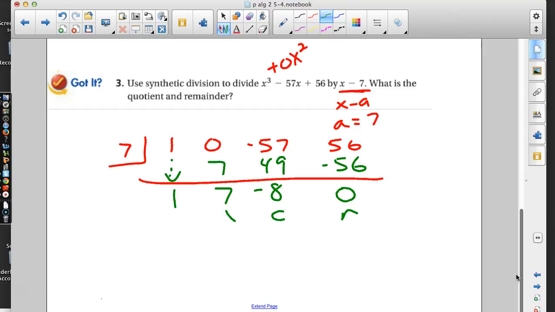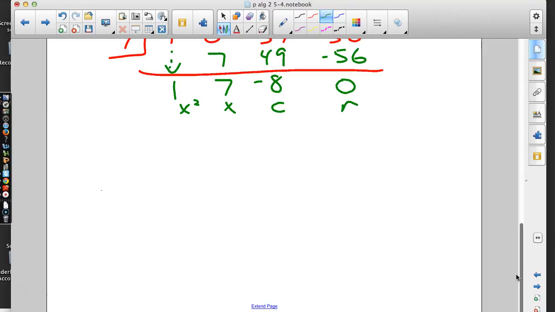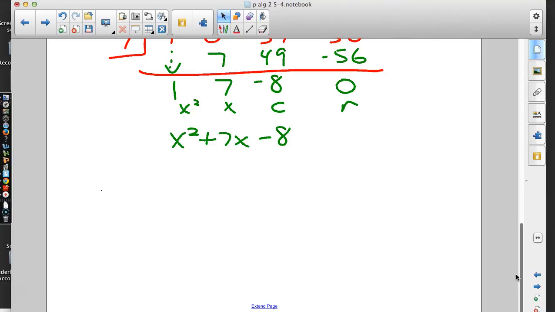Remainder, constant, x squared. There's our answer. X squared plus 7x minus 8. Ta-da! So whenever you write it, you have to get the x's back in and add them. Yes. It's like we don't need them to do the math part, but to write the answer, they've got to go back in. Yeah, exactly. Oh, love synthetic. It's absolutely magic.